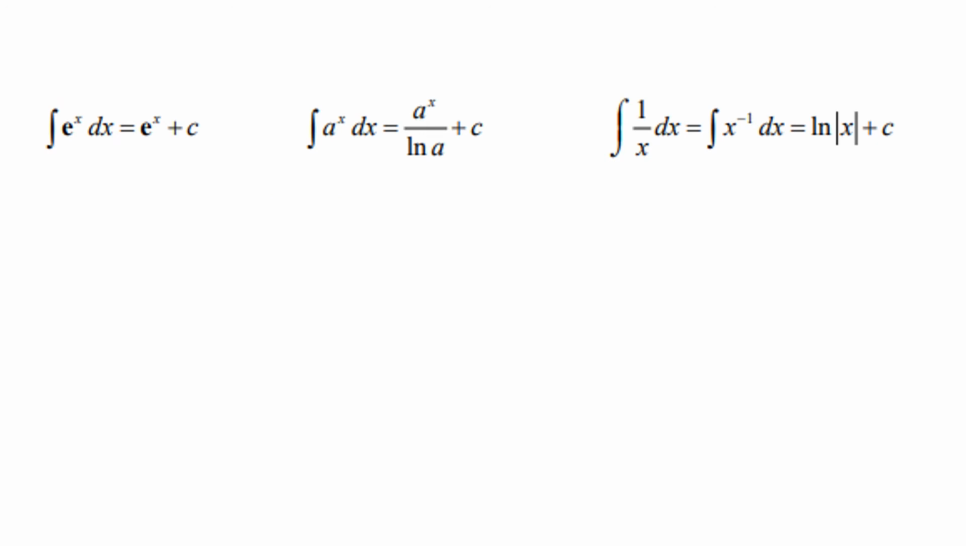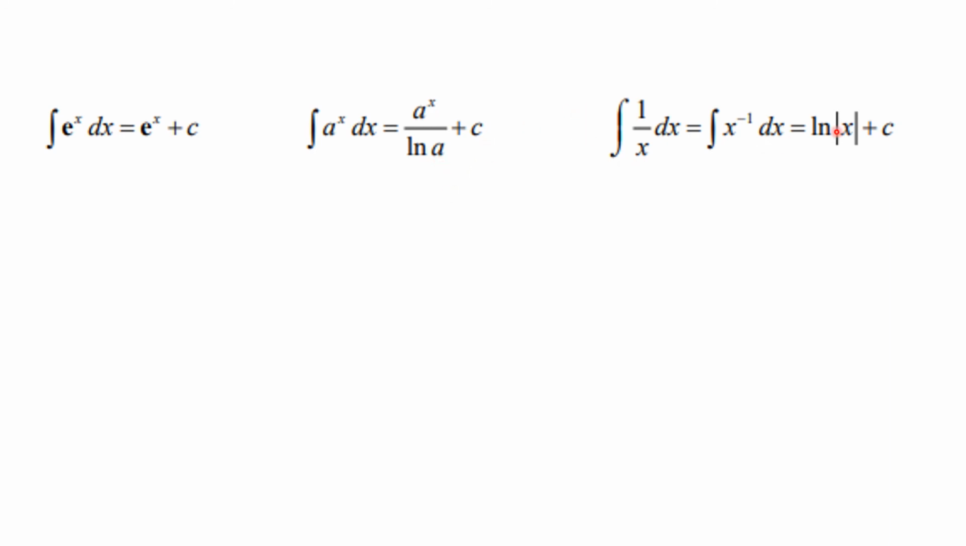Other functions. We learned that if we take the derivative of e to the x, we get e to the x. That means the indefinite integral of e to the x dx is equal to e to the x plus c. We learned that if we have a to the x divided by the natural logarithm of a and take the derivative, we will get a to the x. So the indefinite integral of a to the x dx is equal to a to the x over the natural logarithm of a plus c.